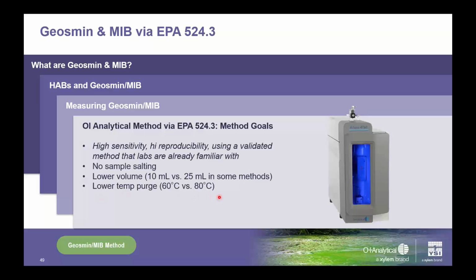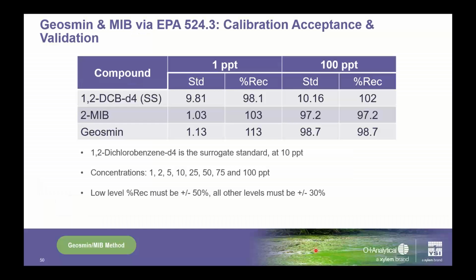And then we also wanted to lower the temperature purge, because that's frankly less stress on the purge and trap system, and you get more life out of it if you can use lower temperatures. So how did it perform?